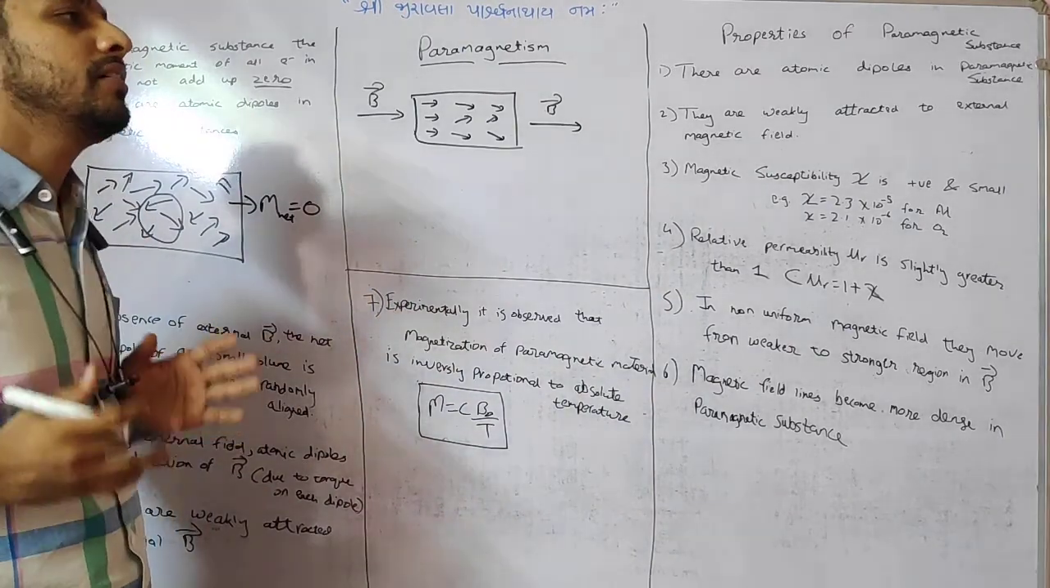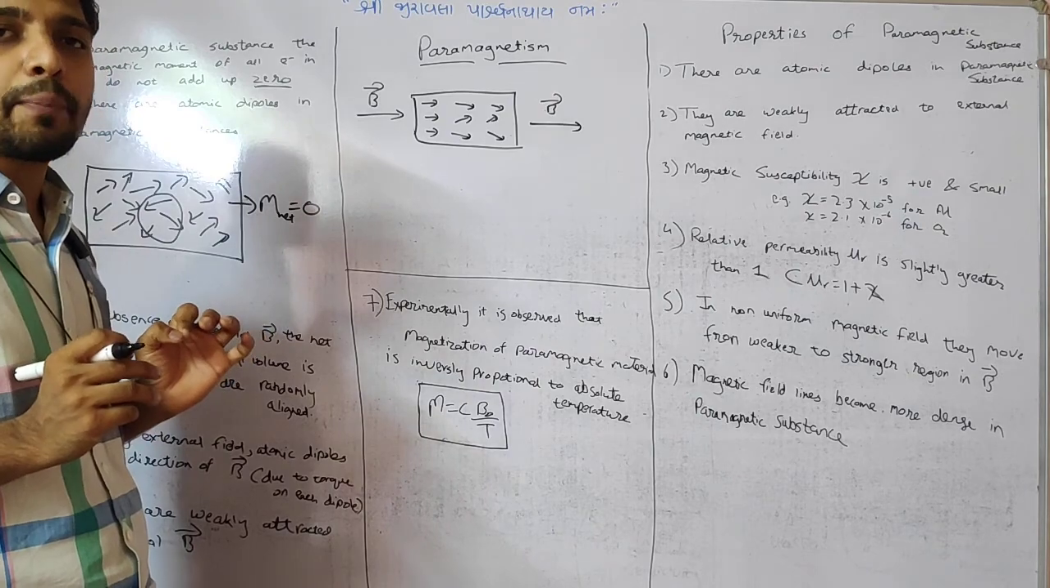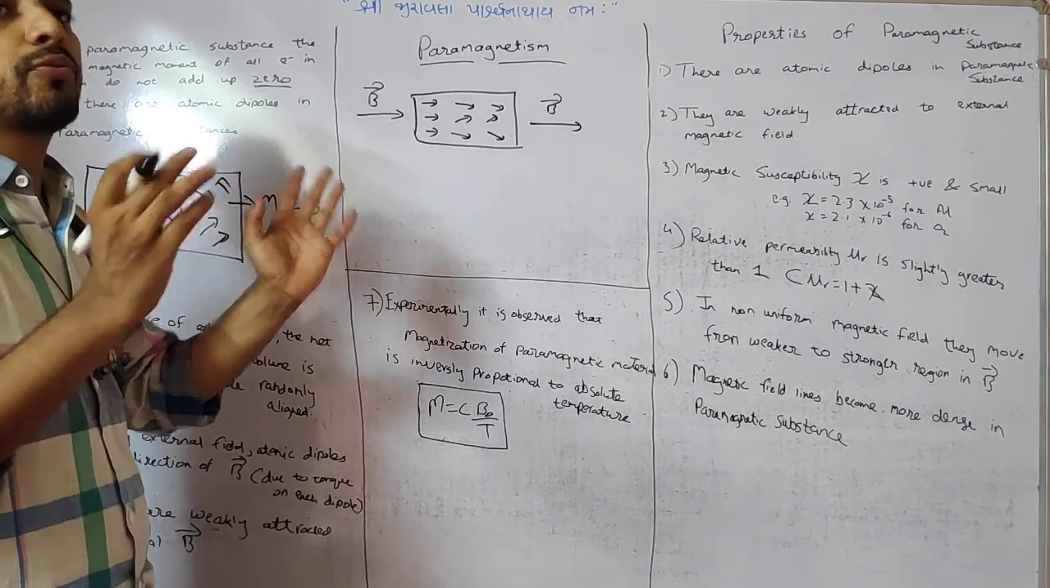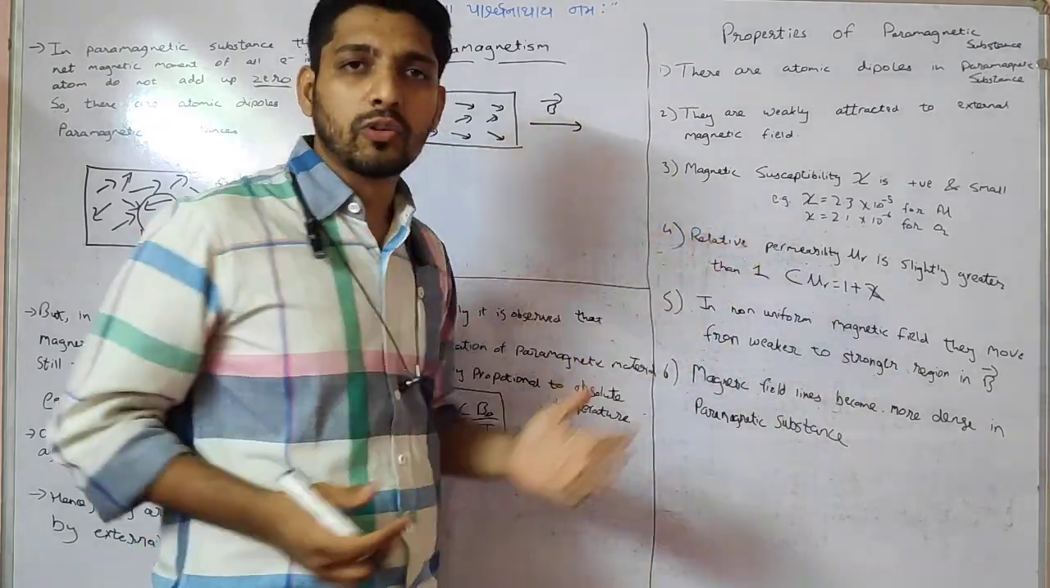If there is an external field, what does it do? It does not have magnetism of its own, but it has magnetic dipoles. So what does it do? If some external force comes, it will go in that direction. So it is weakly attracted towards it.